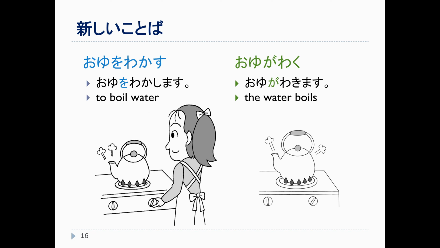We have new from this chapter, oyu o wakasu, to boil water, versus oyu ga waku, the water boils. So oyu o wakasu, that's us turning on the heat, and oyu ga waku is what happens when the water starts boiling. So oyu o wakashimasu versus お湯が沸きます.